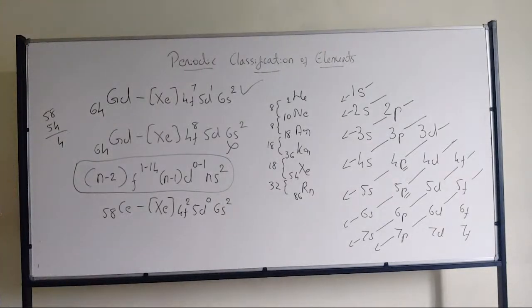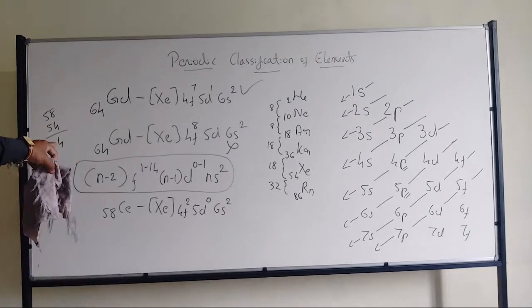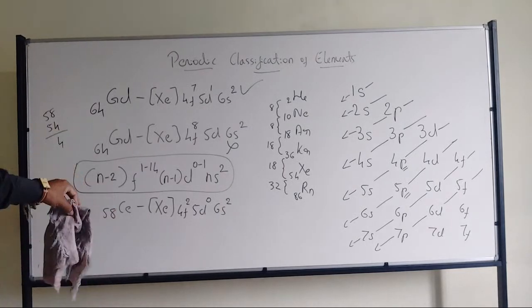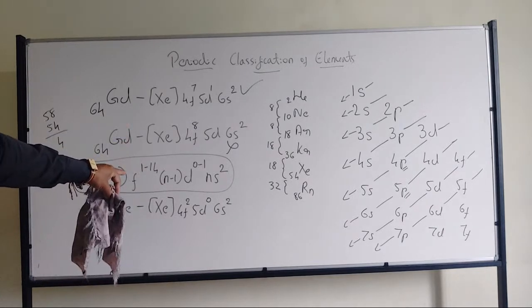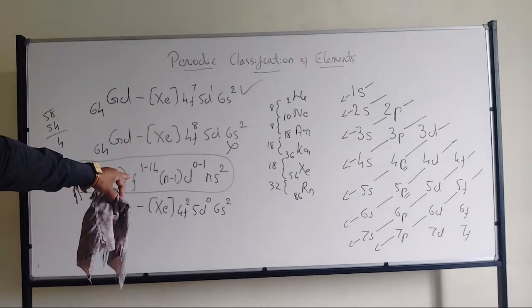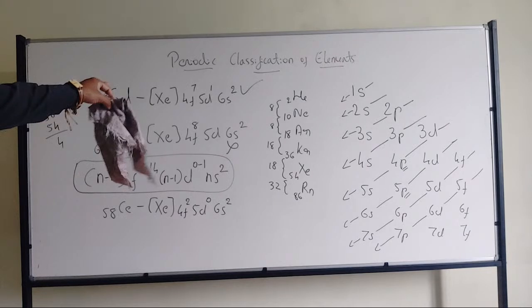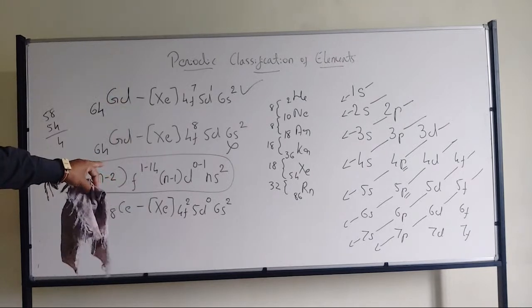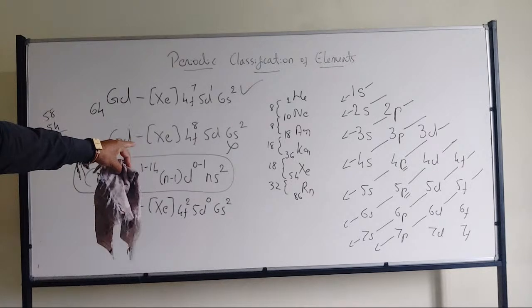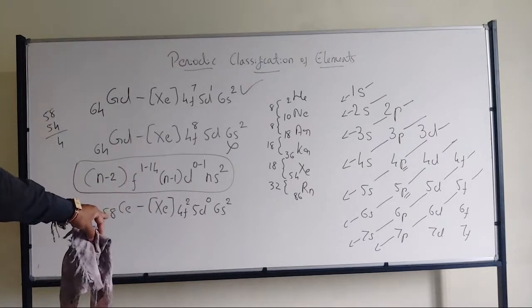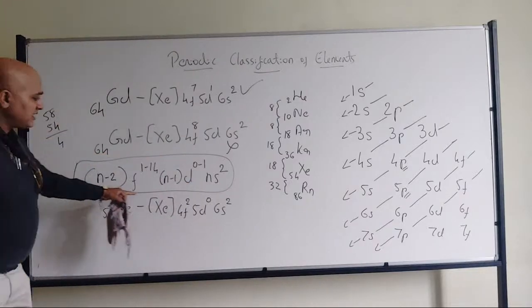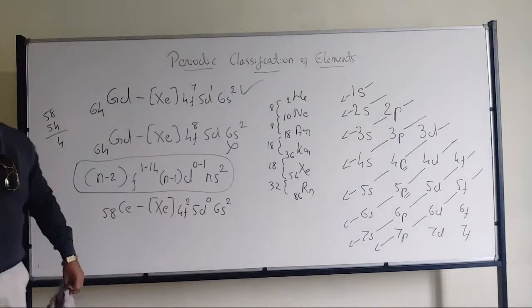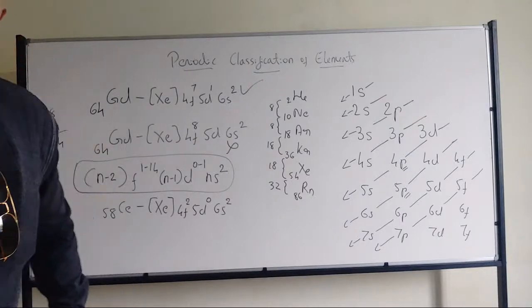So therefore, the general electronic configuration for F block elements can be (n-2)f1 to 14, (n-1)d0 to 1, because most of the elements will have 0 in the d subshell. Only gadolinium and some elements can have 1 electron in the d subshell. So 0 to 1, ns2. Got my point? This is the general electronic configuration for both the lanthanide series and the actinoid series. All of you have understood?